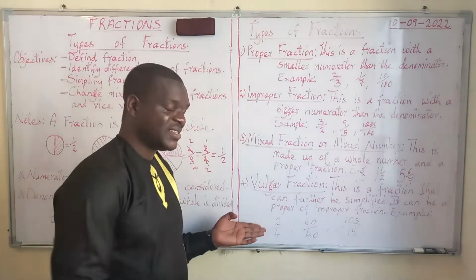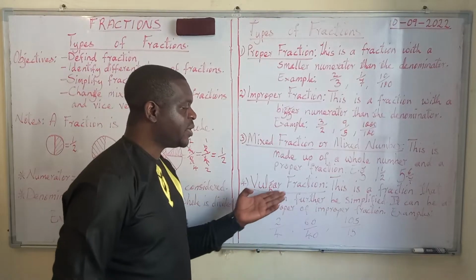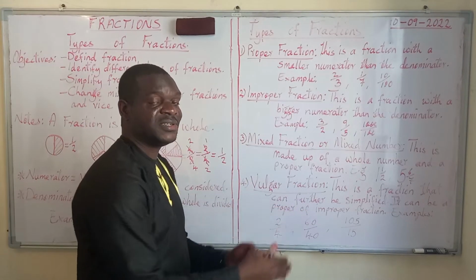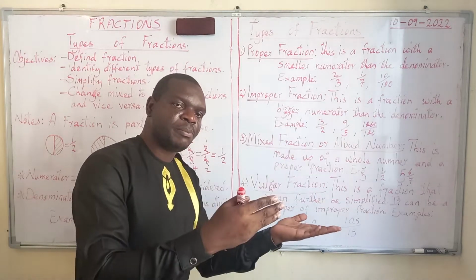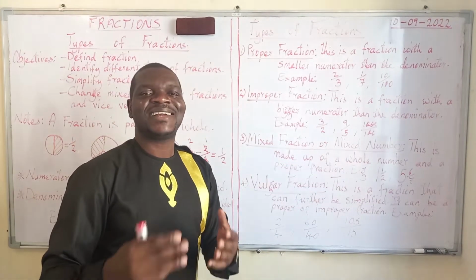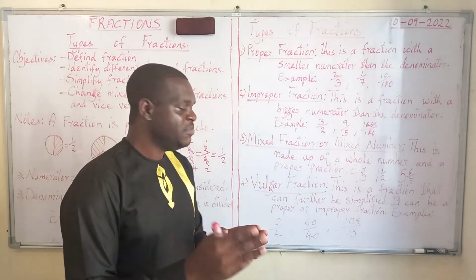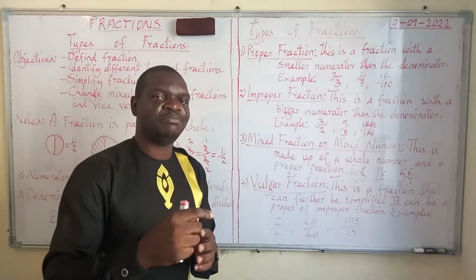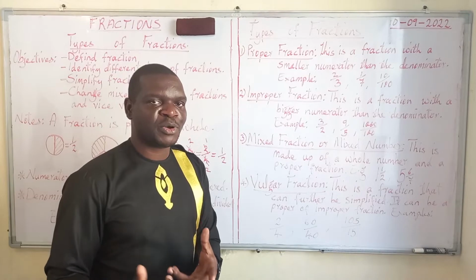The next type of fraction is a vulgar fraction. Now with a vulgar fraction, this is simply an improper or a proper fraction that can still be simplified. It means this is an unsimplified fraction. That is what we call a vulgar fraction.